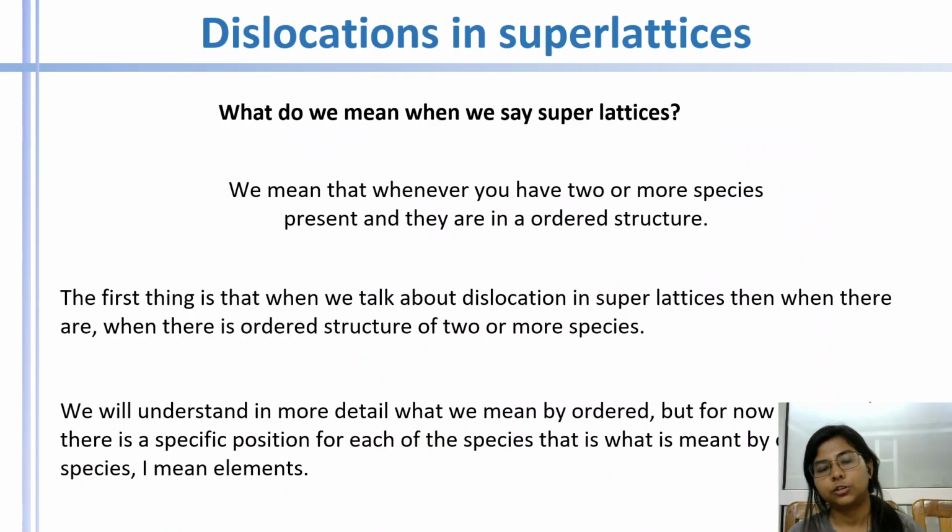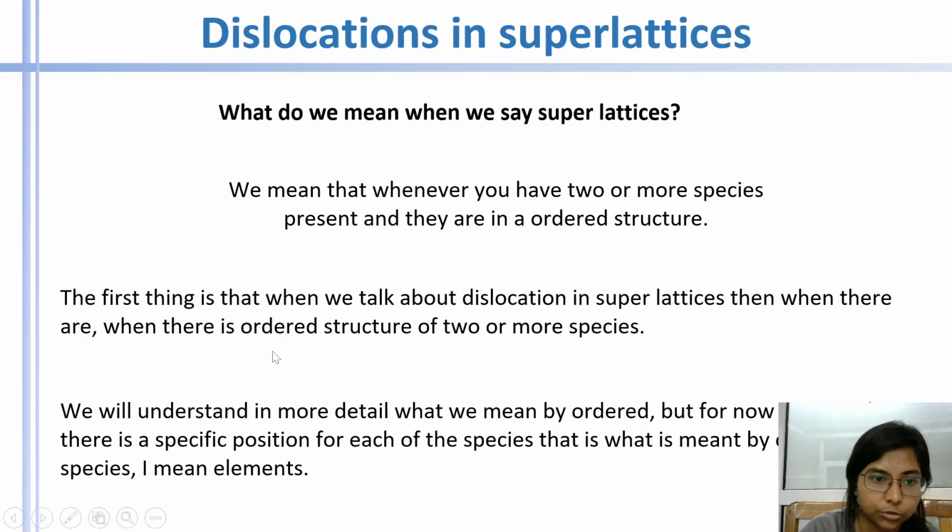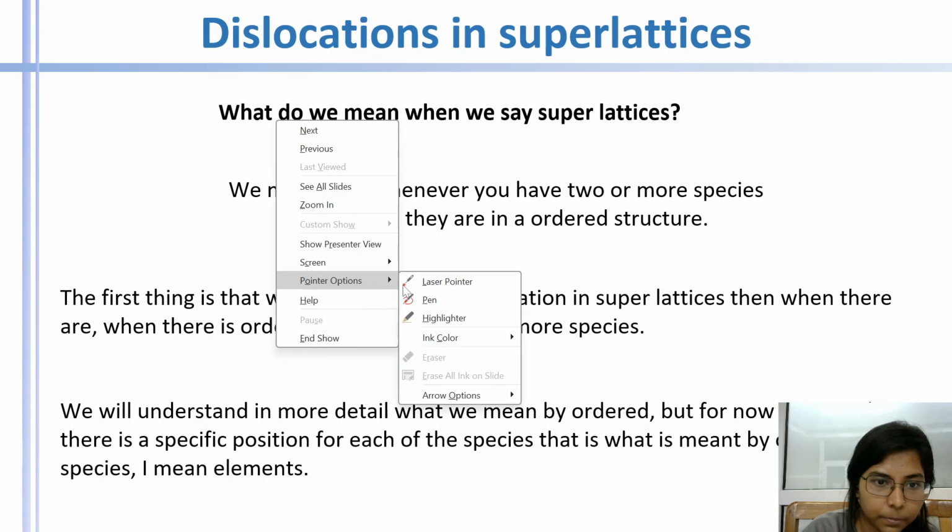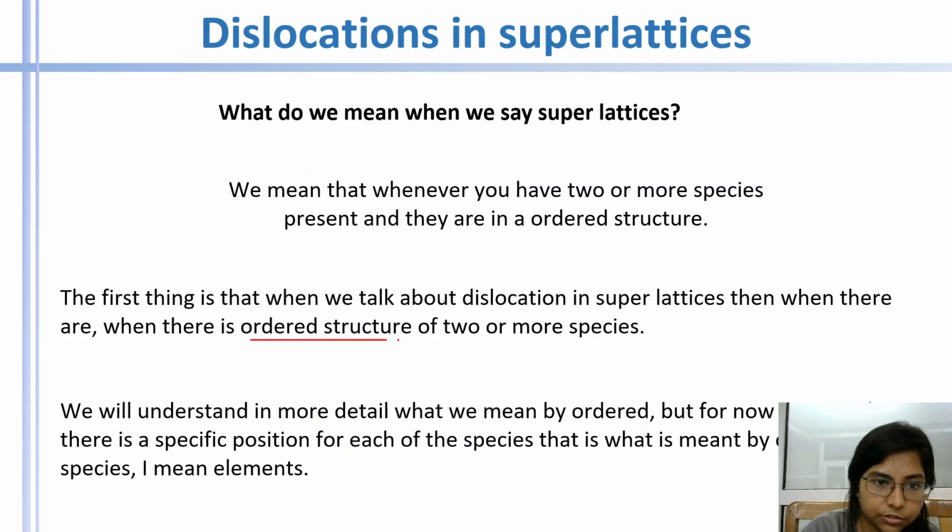So what do we mean when we say superlattices? We call it a superlattice whenever we have two or more species present in an ordered structure. So when we talk about dislocations in superlattices, that means there is an ordered structure of two or more species.